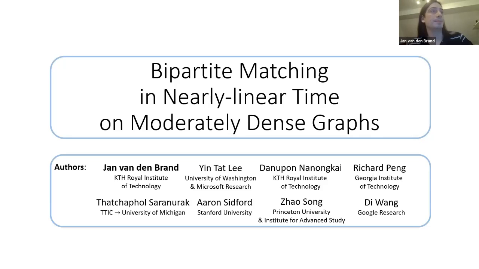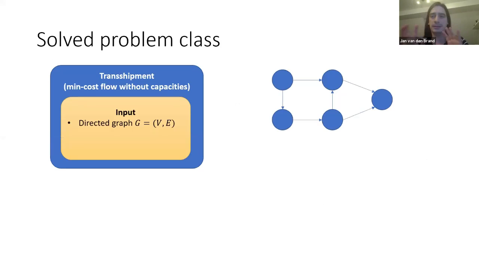Yeah, so I'm Jan van den Brand. I'm going to talk about bipartite matching, how to solve that quickly. And this is joint work with Yintat Lee, Danupon Nanongkai, Richard Peng, Thatchaphol Saranurak, Aaron Sidford, Zhao Song, and Di Wang. All right. While the title here is bipartite matching, what we actually solve is something slightly more general.